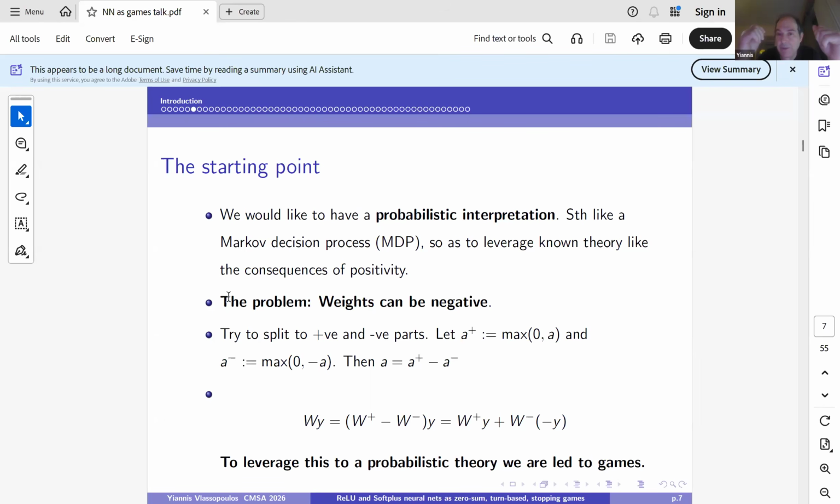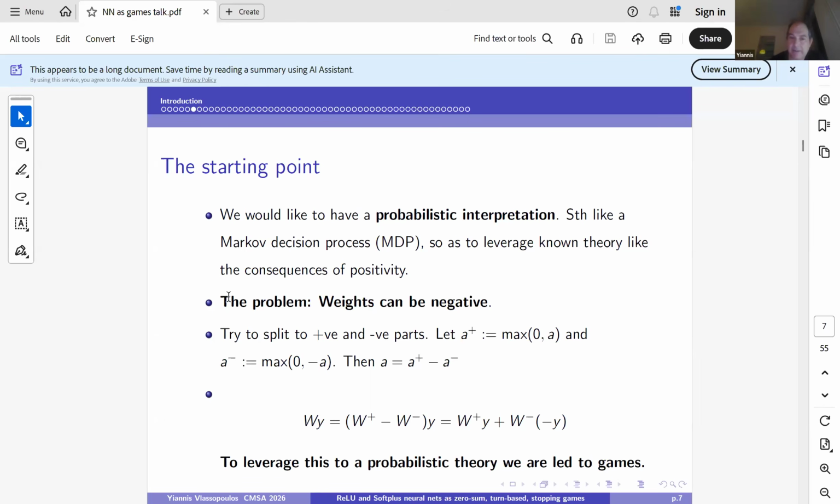So, the natural thing to do is to try to take this weight matrix and split it into positive and negative parts. When I say positive and negative part, let's call the positive part of a number a the maximum of 0, comma a, and the negative part of the number the maximum of 0, comma minus a. So for example, the positive part of 2 is 2, and the negative part of 2 is 0, and the positive part of minus 2 is 0, and the negative part of minus 2 is 2. So both positive and negative parts are always positive numbers, and the number is its positive part minus its negative part.